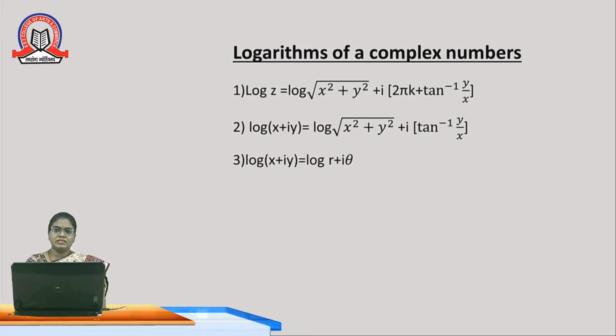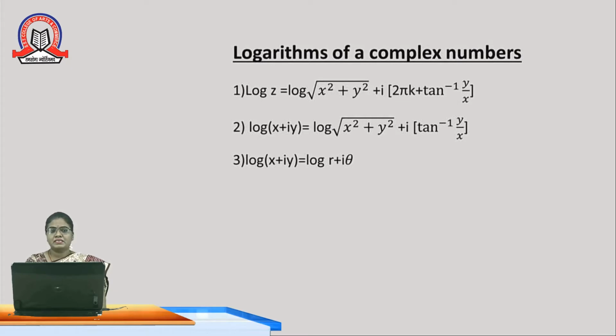Note that we have already seen the modulus and amplitude. What is modulus? r equal to root of x square plus y square, and the amplitude or argument of the complex number is tan inverse of y by x. So that short form we have written in the third formula: log of x plus iy equal to log of r plus i theta. You may have a doubt about 2 pi k.